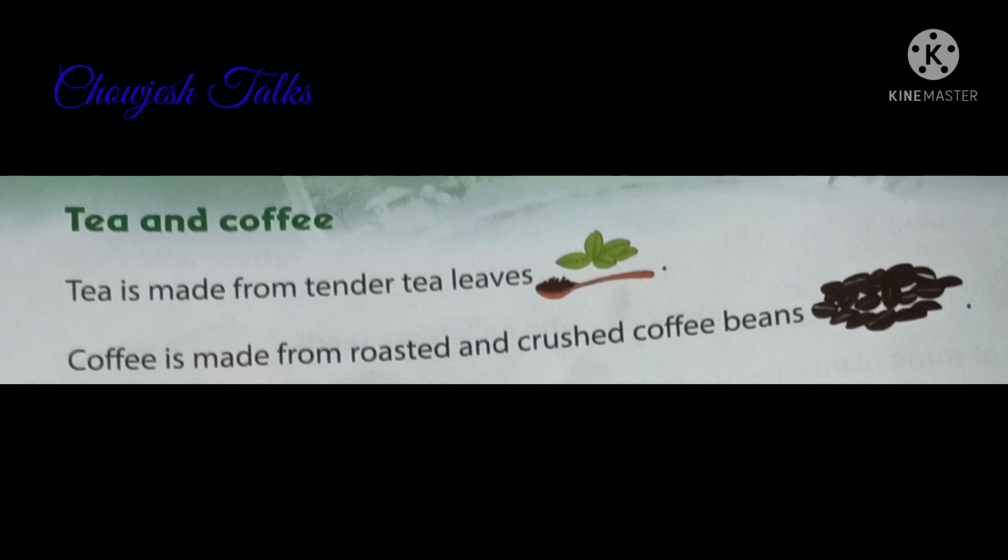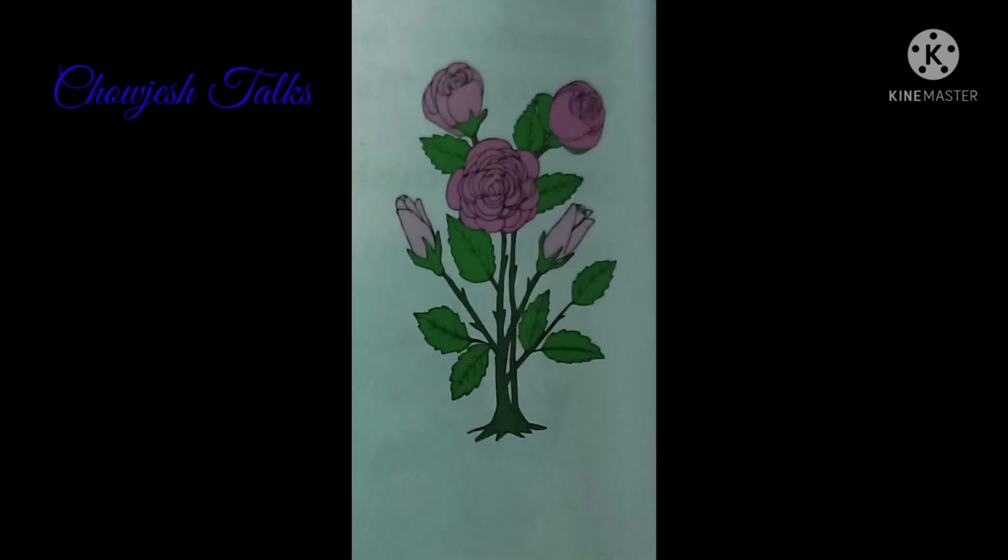Tea and coffee. Tea is made from tender tea leaves. Coffee is made from roasted and crushed coffee beans. Plants also give us flowers. Flowers are bright and colorful. They are used for decorations. Some flowers are used to make oils and perfumes.